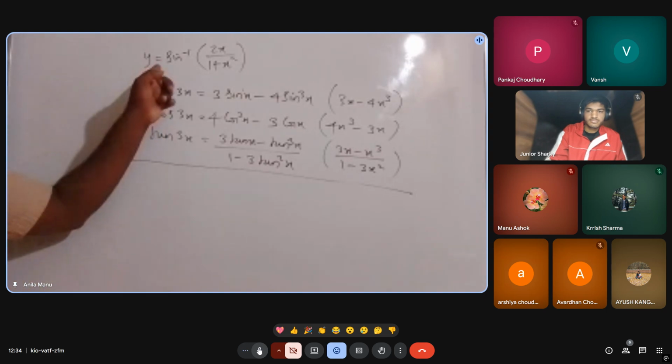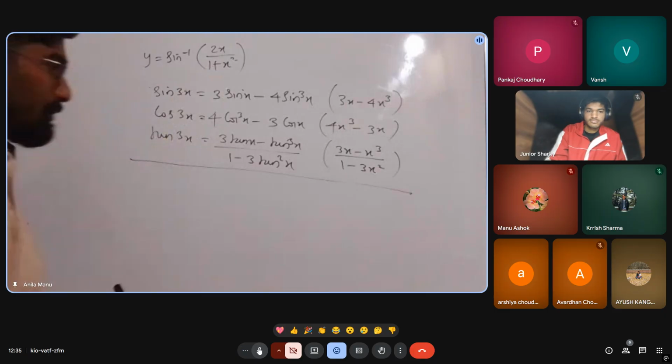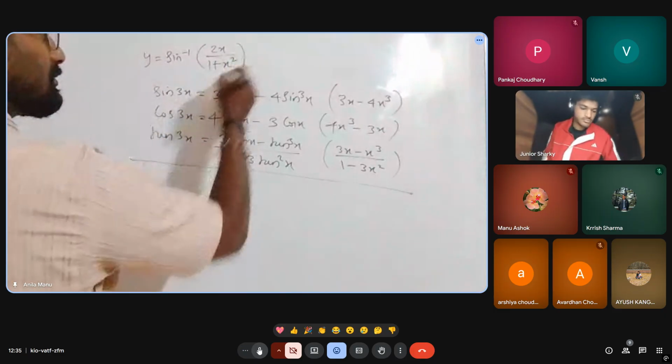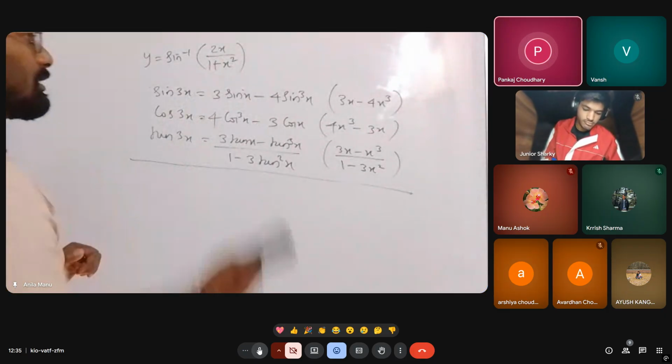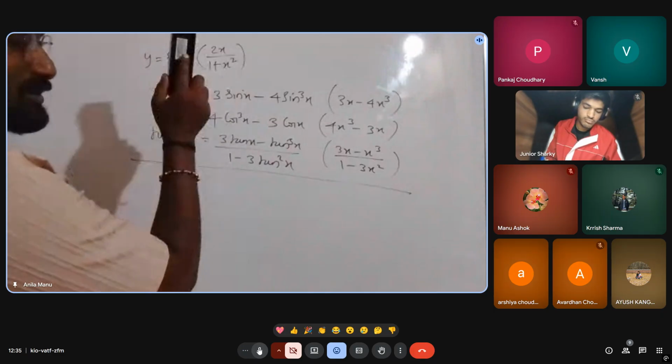Okay, go to this question. Y is equal to sin inverse of 2x divided by 1 plus x square. Tell me which algebraic form is given. Identify that. 2 tan theta upon 1 plus tan square theta. Very good, 2 tan x divided by 1 plus tan square x form, right?